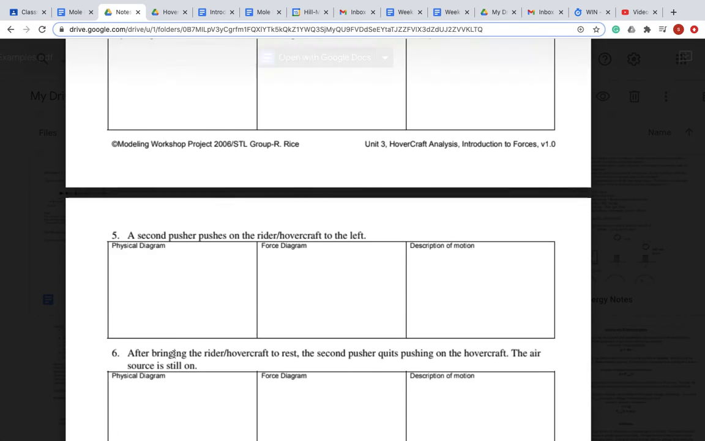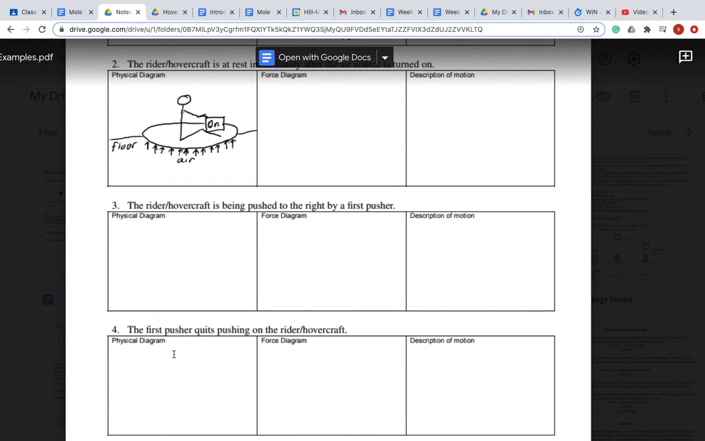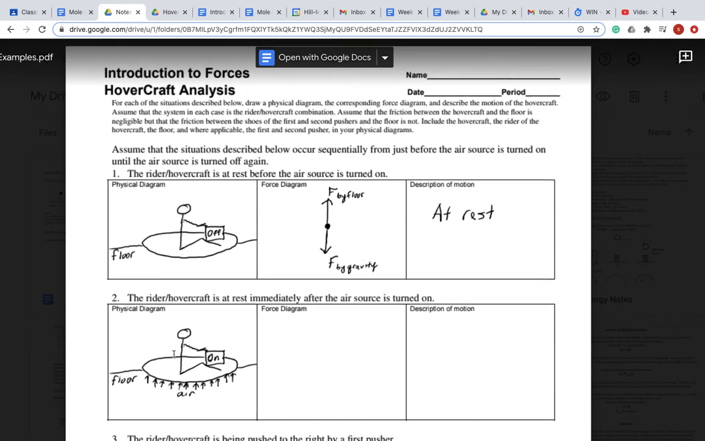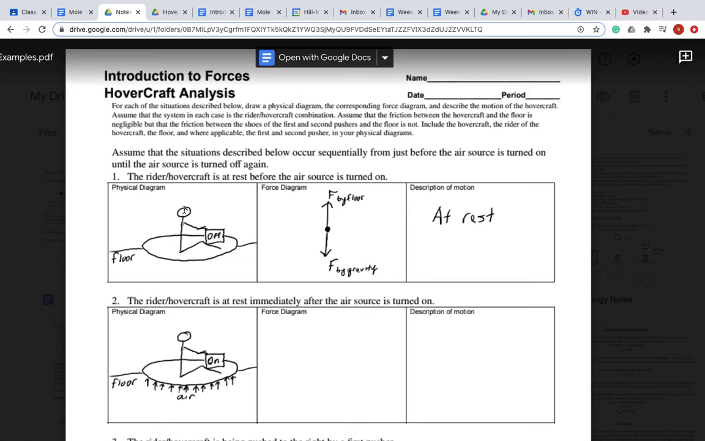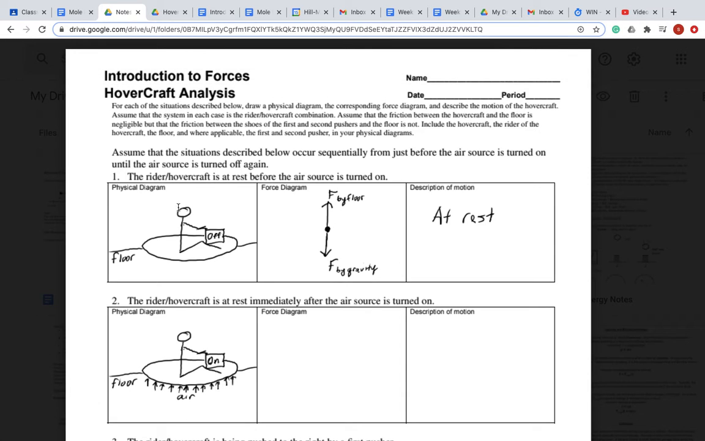So let's look at number 1 and let's talk about how I would like to see a force diagram. So there are 3 things that you need to do for this, for each situation. You need to draw physical diagrams. So as you can see, my artist skills are superb.